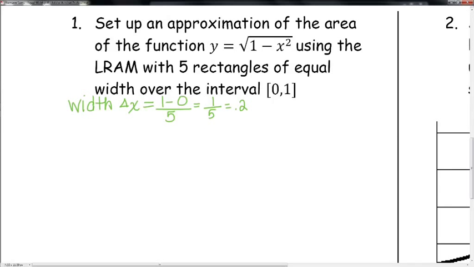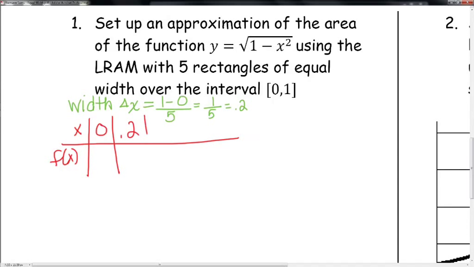So now let's go ahead and set up our chart. I'm going to have x, and on the bottom I'll have f of x, aka y. x starts at 0, and my change in x each time is 0.2, so the next one is 0.2, then 0.2 plus 0.2 is 0.4, then 0.6, 0.8, and our last one is 1. We want to find the y for each of these values.